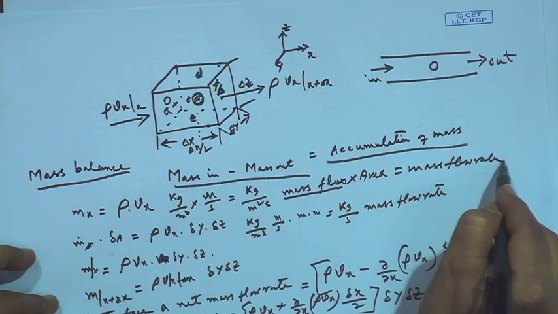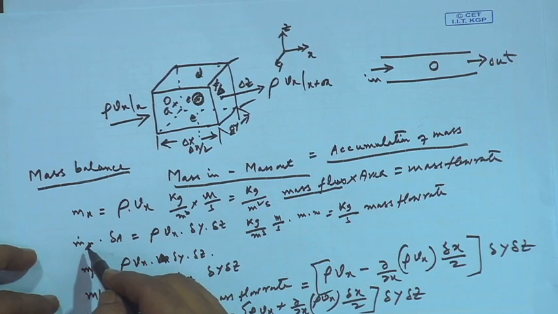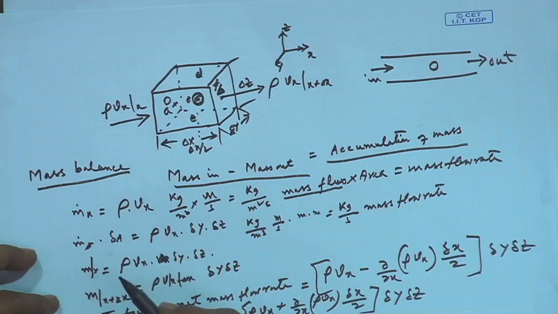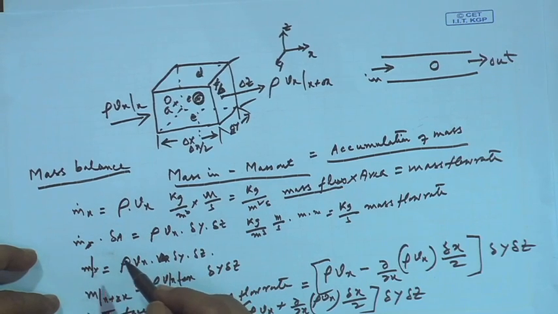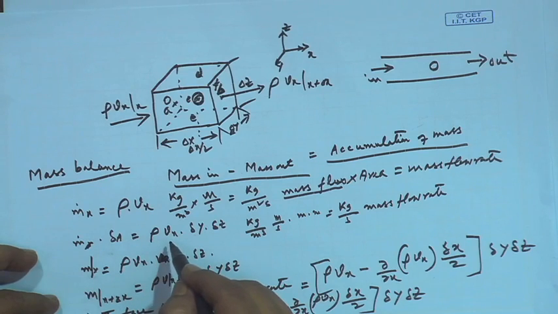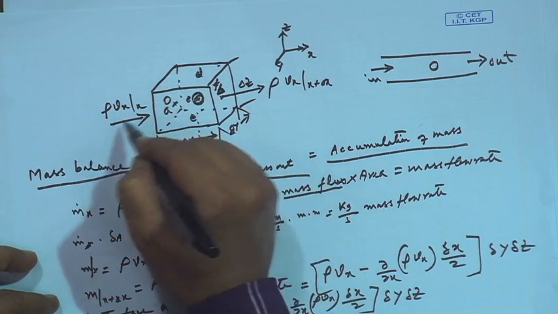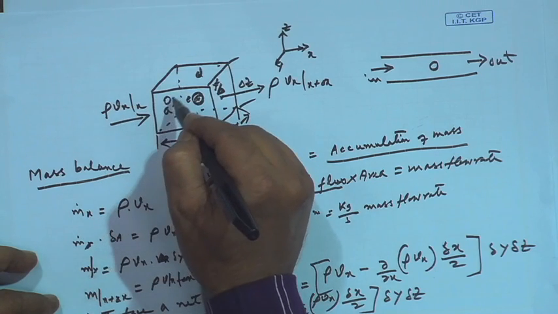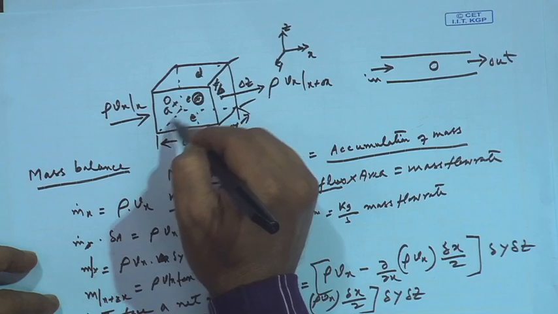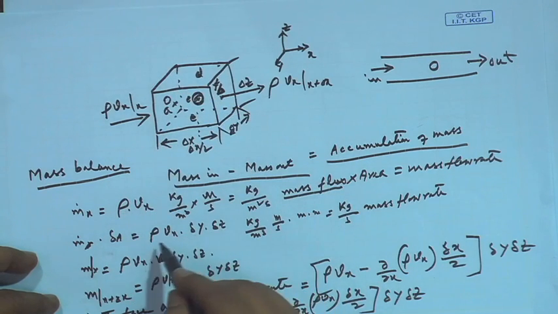This we said and we had shown. So this is why mx, or normally when it is a rate, it is represented with a dot. So m dot x into del A is rho Vx into area, which is the area perpendicular to the flow. So this is flowing on this face, so perpendicular to this flow is this. So this is del y and del z. So del y del z came.